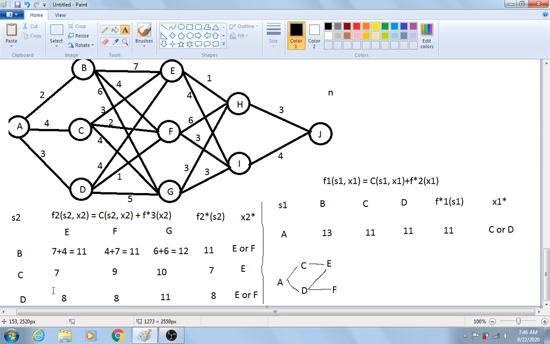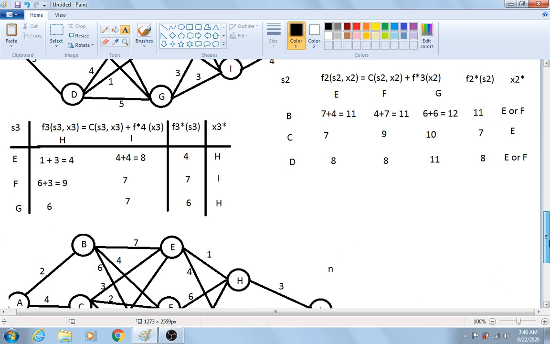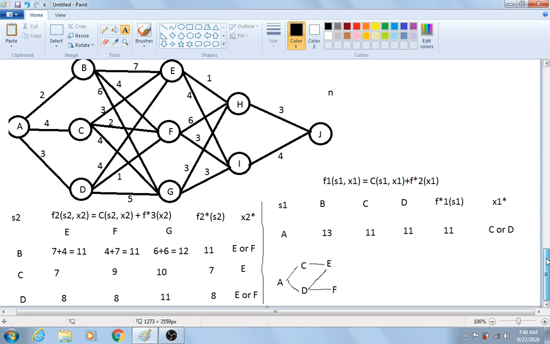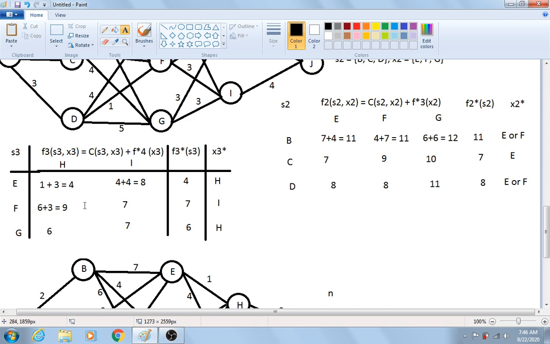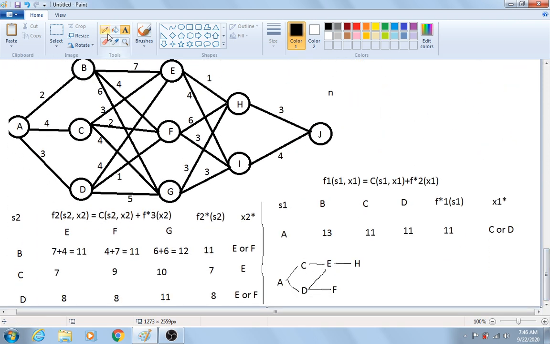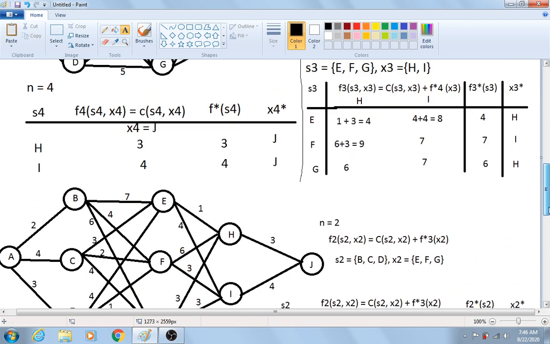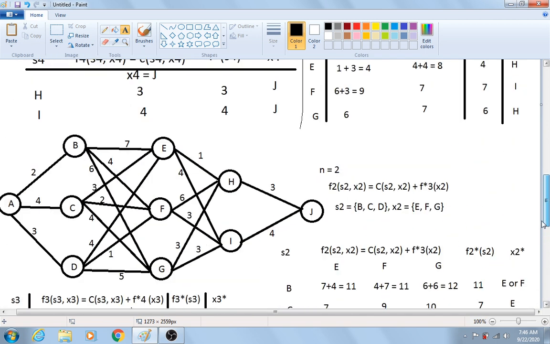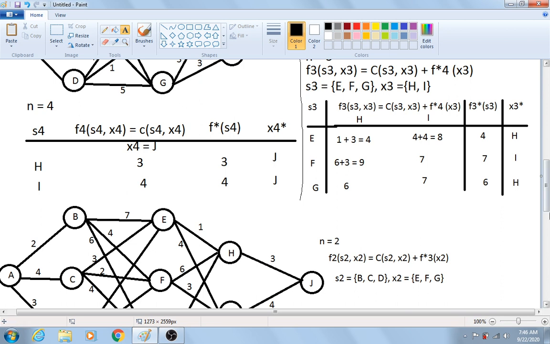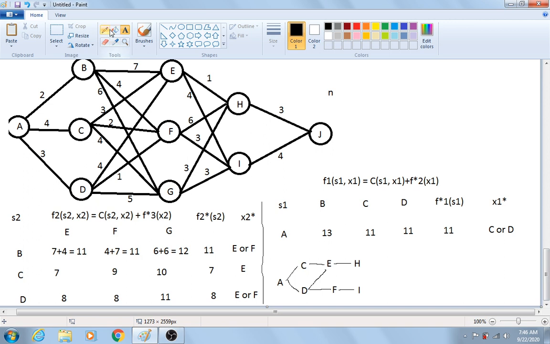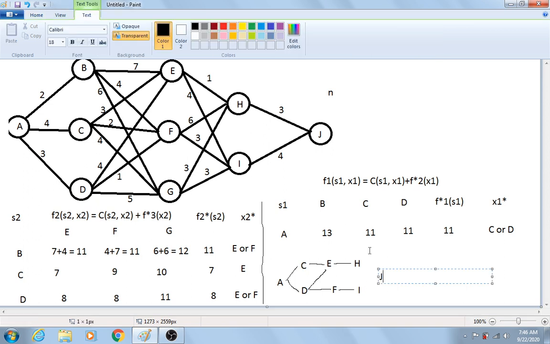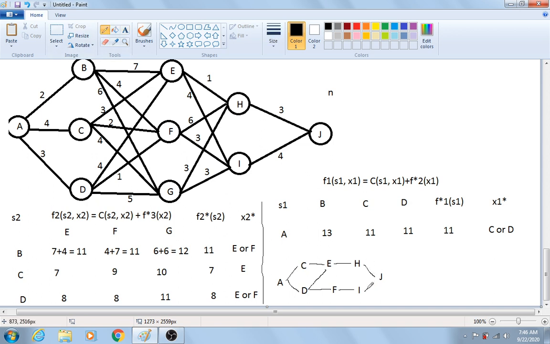Now we need to go to the next stage. From E we can go to H. And from F we can go to I. And the last thing, from H we can go to J, and from I we can go to J. That is our final destination. We have J over here.